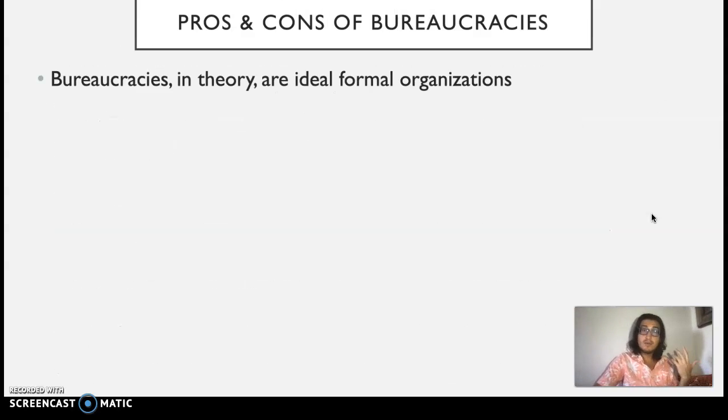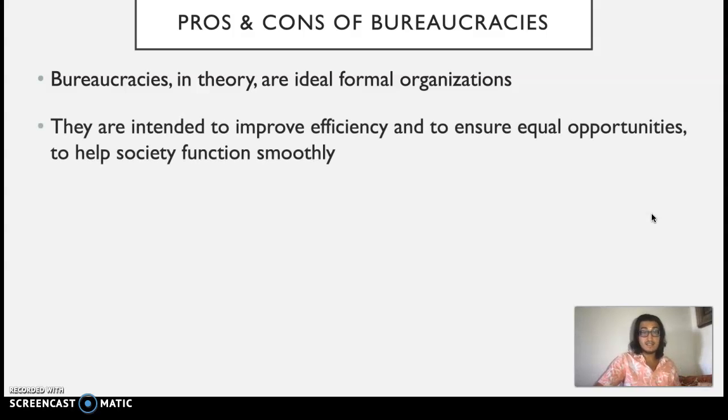Some pros and cons of bureaucracies. Well, bureaucracies in theory are ideal formal organizations because they're intended to be efficient. The whole purpose of having bureaucracies in our society is to streamline efficiency, right? To ensure equal opportunities and to help society function smoothly. Having a clear chain of command makes it easy to know who to report to. If I have a question about something in my position as a professor here, I don't need to scramble and waste time trying to figure out who to go to. I'll just go straight to my chair, and then my chair can direct my question or concern to wherever it needs to go, right? I don't need to worry about taking on all of these random tasks to help the university function because I have a very clear and specific set of tasks that are very clearly outlined in my employee handbook.